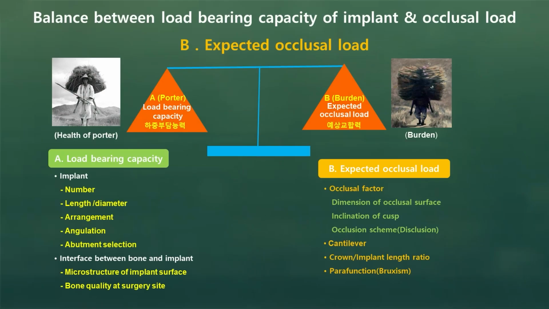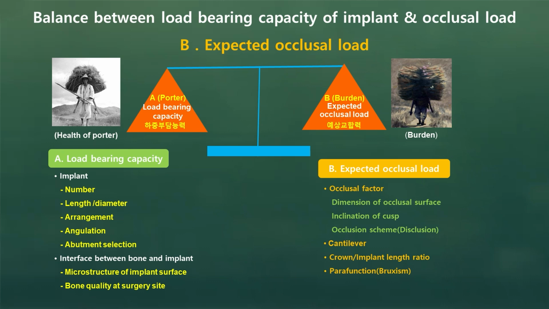Next, up until now, we talked about the load-bearing capacity of the implant, number of implants, and the interface between bone and implant. And I've also mentioned the importance of the health of the carrier of the implant. This is so that the implant can bear the load. Next, I'm going to talk about B. So this is the expected occlusal load and the burden that goes on top of the carrier and how much stress is caused. What kind of adjustment is necessary?